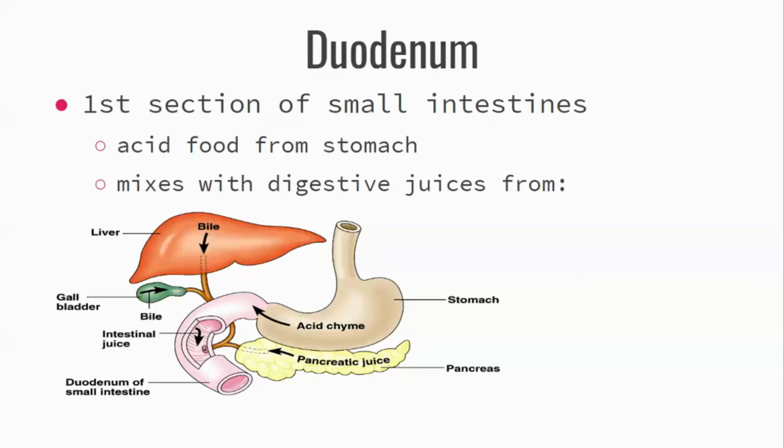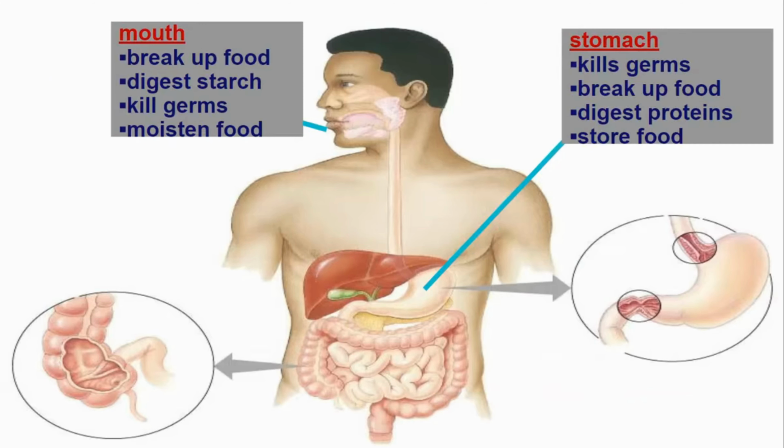The duodenum is the first section of small intestine. Here, acid food from stomach gets into the duodenum. It mixes with the digestive juices from pancreas, liver, gallbladder.